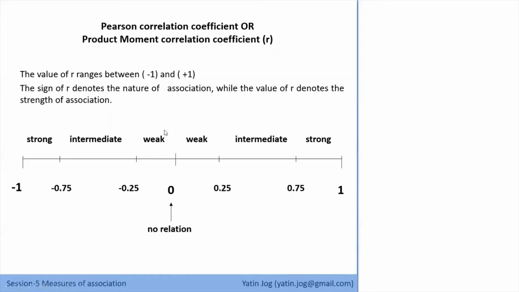-0.25 to 0 is a weak relationship. 0 itself is no relationship. Similarly, on the positive side, we can have weak, moderate, and strong positive relationships. So based on the value of R, now you can properly define what type of positive or negative relationship you have between two variables.